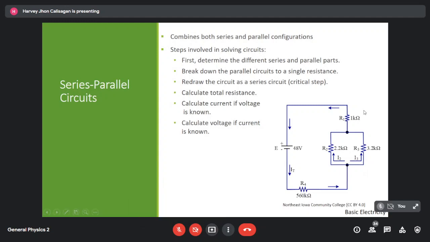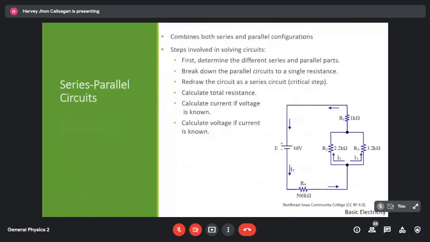Okay? Since our voltage here is known, you can actually calculate the total resistance. And then calculate also the voltage if the current is known. So if there's no voltage given, then you can actually just calculate the current from the given resistance, either as they have been calculated already by combining the resistance from the parallel circuit.